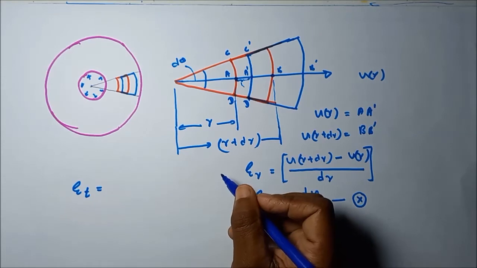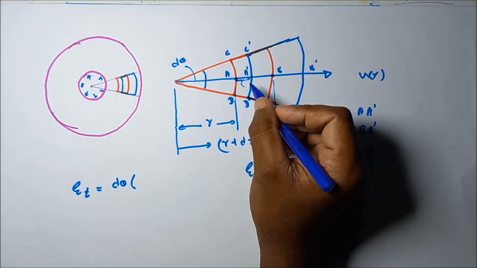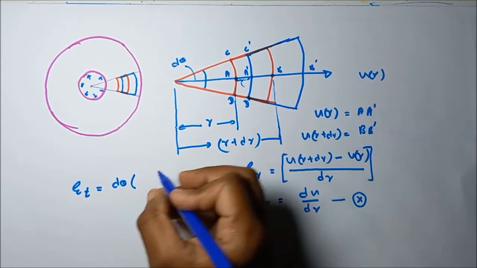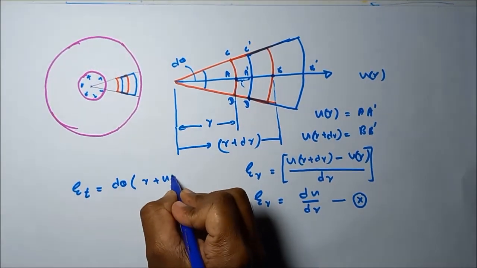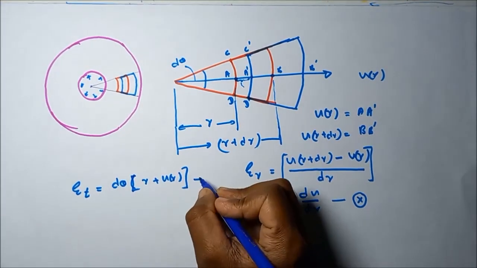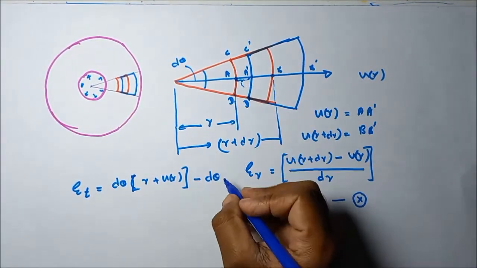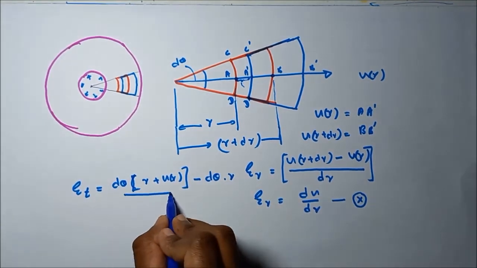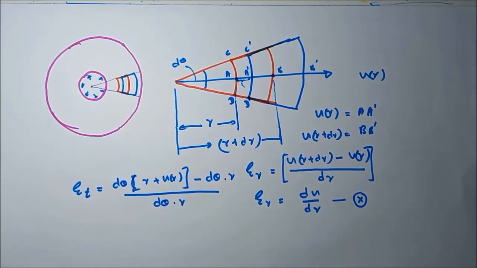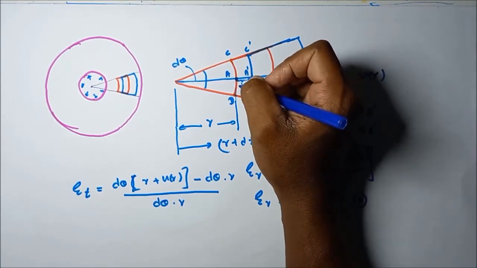C dash D dash is equal to d theta into the radial distance, r plus ur, minus d theta into the CD length r, divided by the original length. What is the original length? d theta times r. In that way, we can calculate the tangential strain at a radial direction.